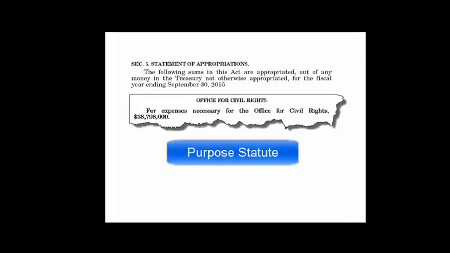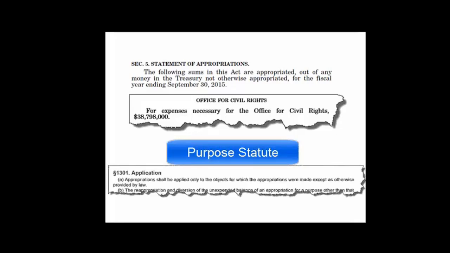First, purpose. One of the fundamental statutes dealing with the use of appropriated funds is referred to as the purpose statute. This statute was passed in 1809 and is codified at 31 U.S.C. 1301(a). Appropriations shall be applied only to the objects for which the appropriations were made, except as otherwise provided by law. This purpose statute is a cornerstone of Congress's power of the purse.